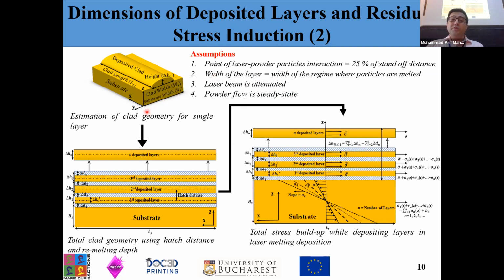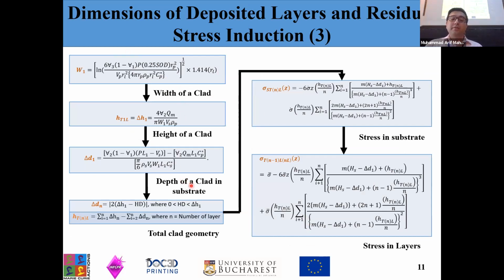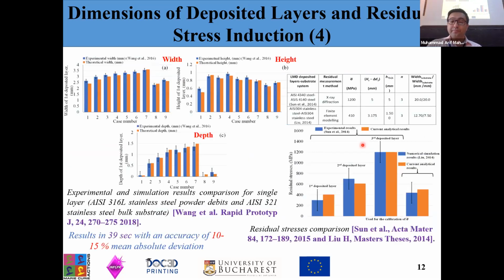After these assumptions, we estimated the dimensions of a single layer: the width, height, and depth. Then we used the hatch distance to calculate the remelting depth and converted a single layer into multiple layers. And then we used this output to estimate the total residual stress formation within the layers and the substrate. Equations 1, 2, and 3 will result in the width, height, and depth of a clad. The third equation will help us to calculate the total clad geometry. And equations 4 and 5 will result in the stress formation within the substrate and the layers.